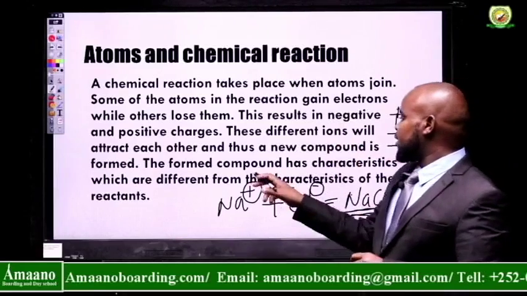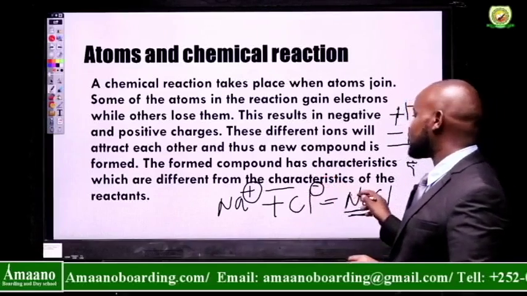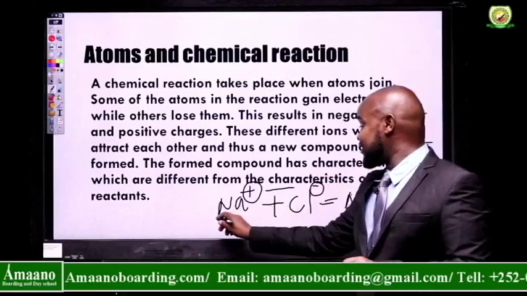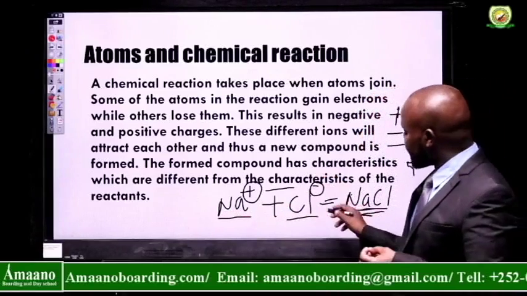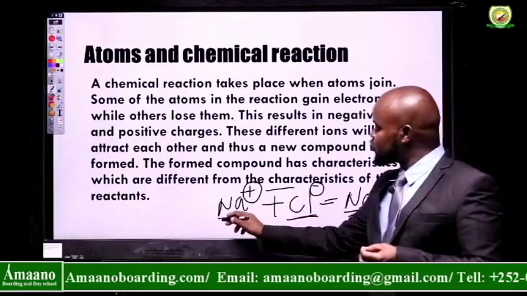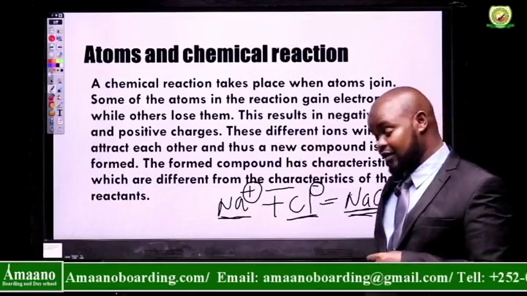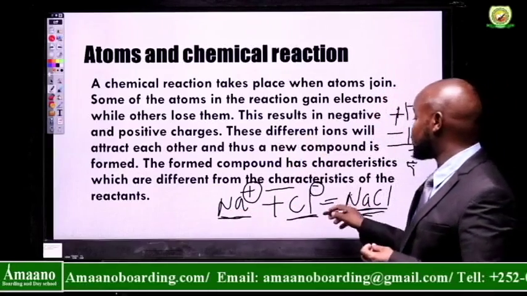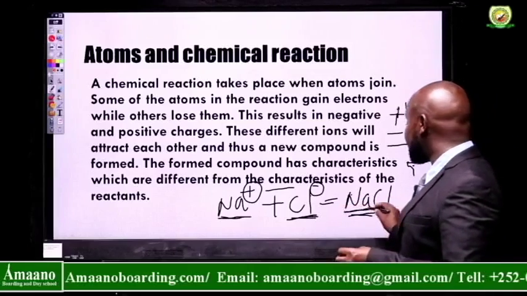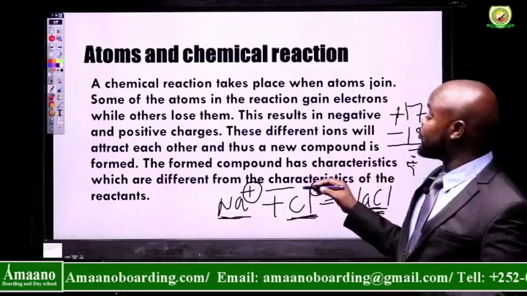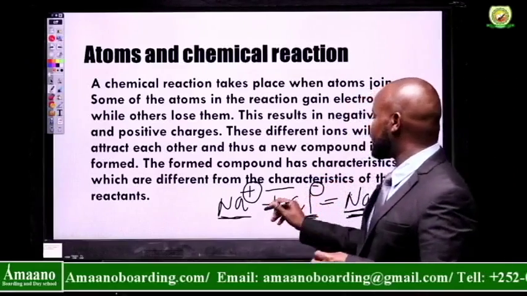The formed compound has characteristics which are different from the characteristics of the reactants. These are the reactants: sodium and chlorine. This is more basic, and this is more acidic, right? So this has the characteristics of bases, and these are the characteristics of acids. The compound is neutral, and it has characteristics different from both of these.